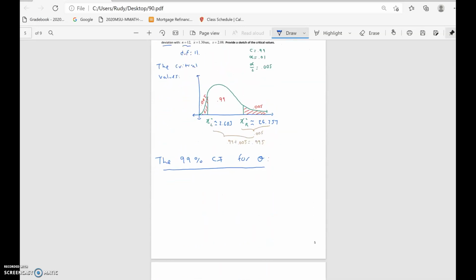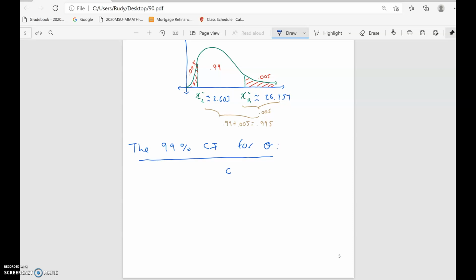So our values of sigma are going to be bounded by the following. So this is going to be the square root of n minus 1 times s squared over the chi-square value on the right, and then the square root of n minus 1 times s squared over the chi-square value on the left.